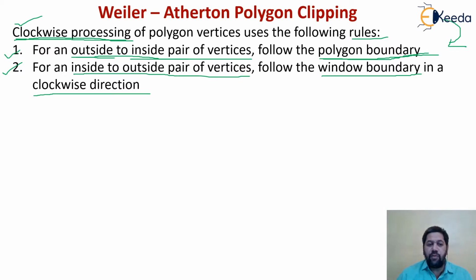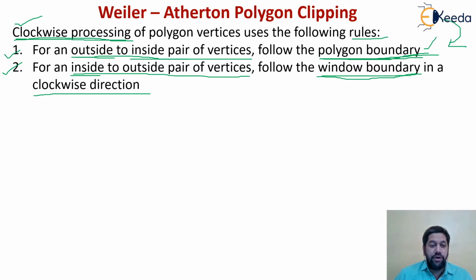Okay, so what is my rule number 1? For outside inside pair of vertices, generally referred to as out-in pair of vertices, meaning the first point is outside, second point is inside, we have to follow the polygon boundaries. Whatever polygon I'm clipping, I have to consider the polygon boundaries. In the Sutherland-Hodgman algorithm, only the polygon boundaries are considered. But here we are not considering only polygon boundaries, we are also considering the window boundaries. Whatever window I have decided for clipping, I also consider its boundaries.